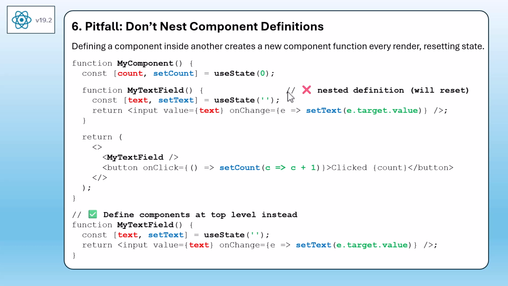6. Pitfall: don't nest component definitions. One subtle but important rule: never define a component function inside another component. If you do that, a new component function is created on every render, and React will treat it as a new component each time. That means it will reset its state every time the parent re-renders, leading to disappearing input values or lost data. To avoid that, always define component functions at the top level, outside of other components.